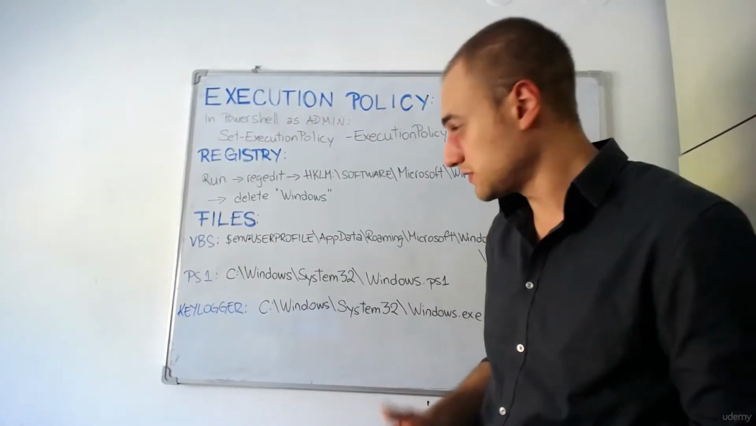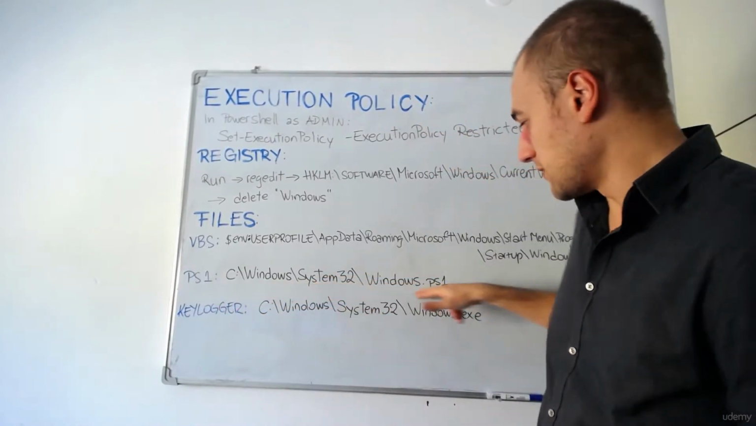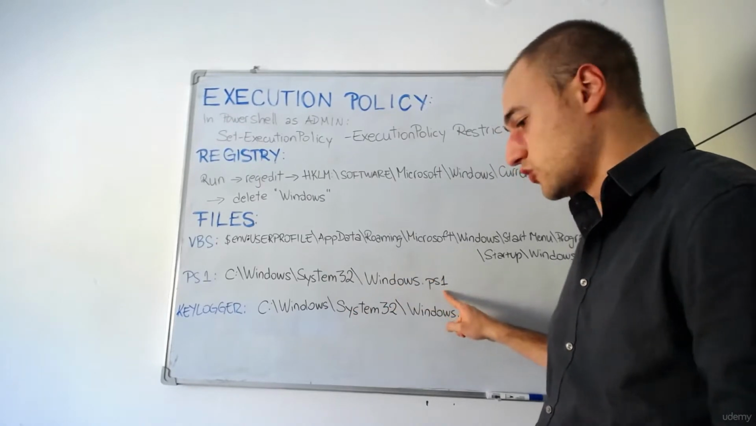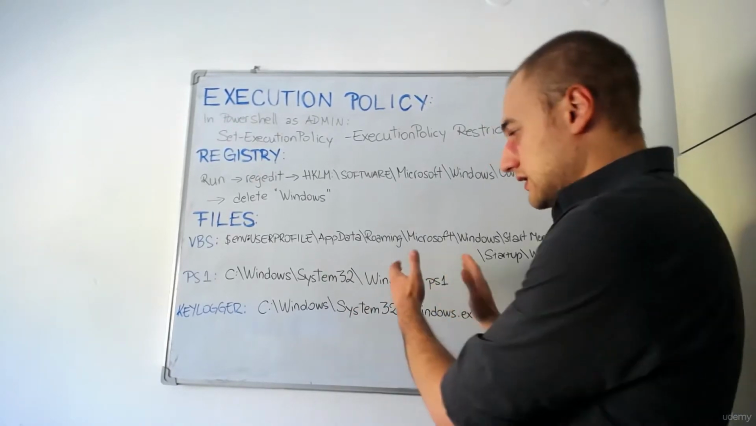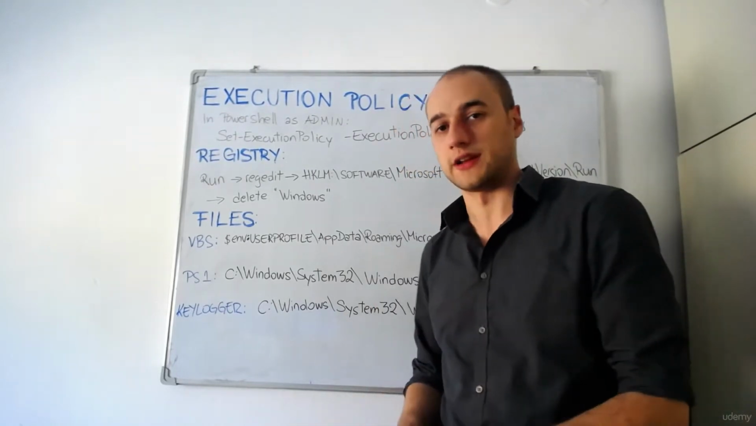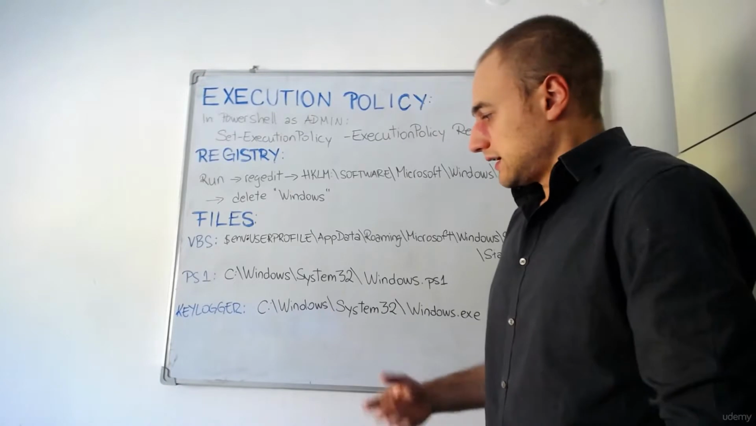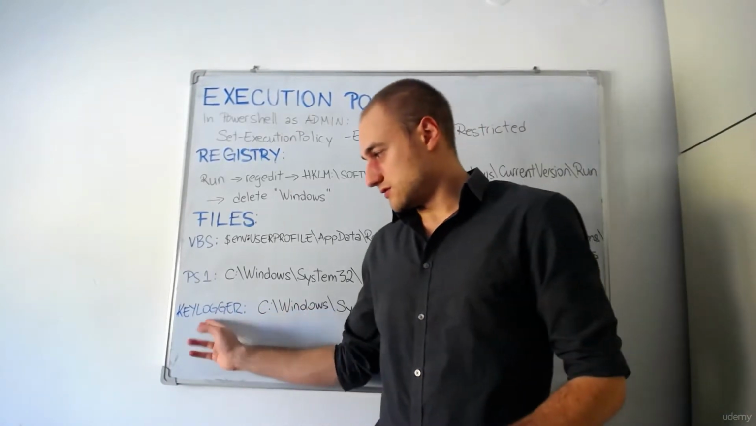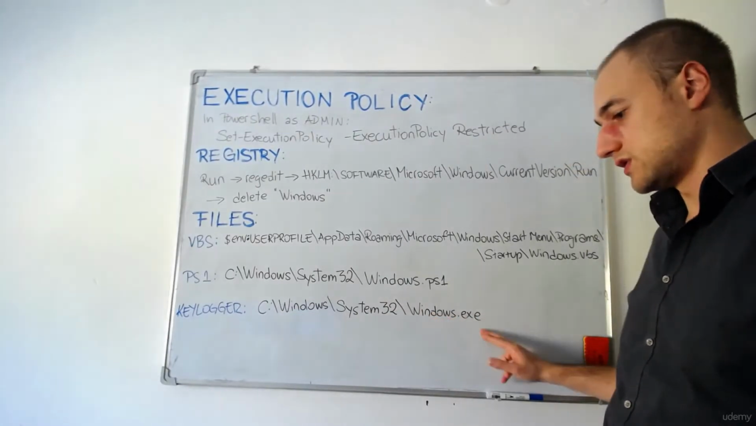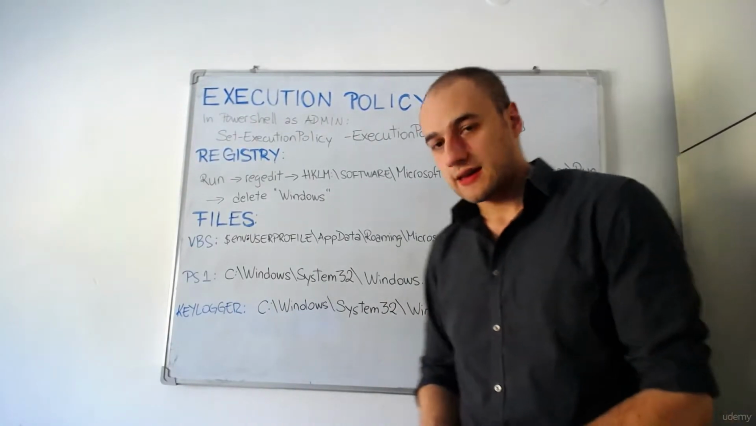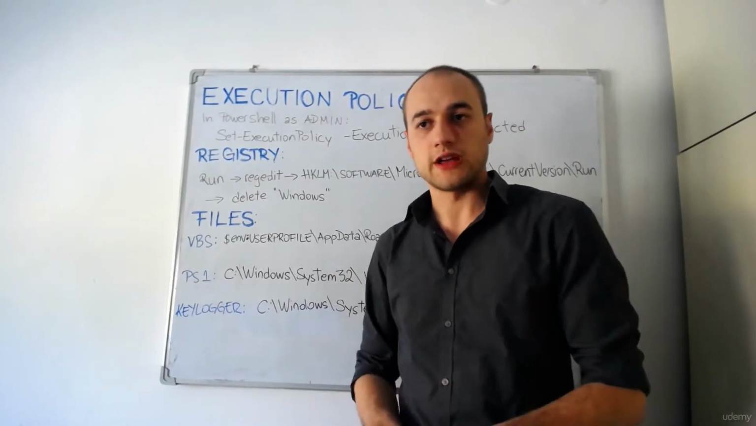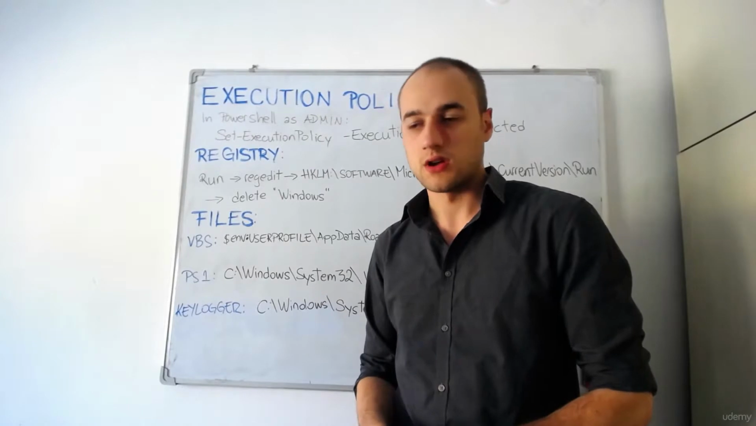Now, the PowerShell script, this is the path to the PowerShell script. It's in System32 under Windows.ps1, so you can delete it from there as well if you had a failed run and it didn't work out the way you wanted. As far as the keylogger is concerned, it is also located in System32 under Windows.exe.